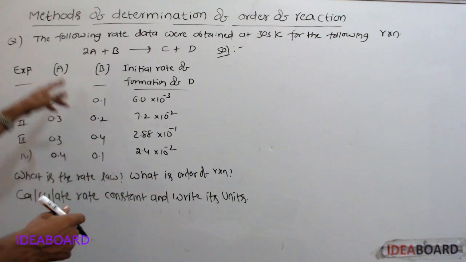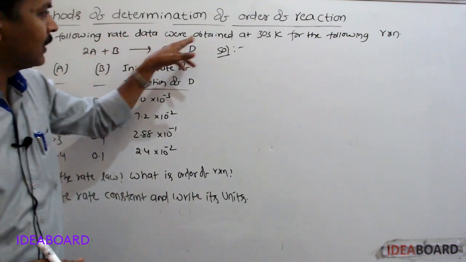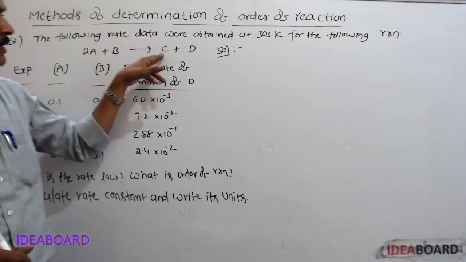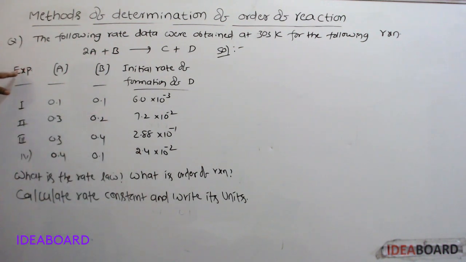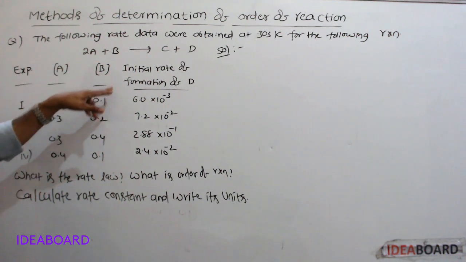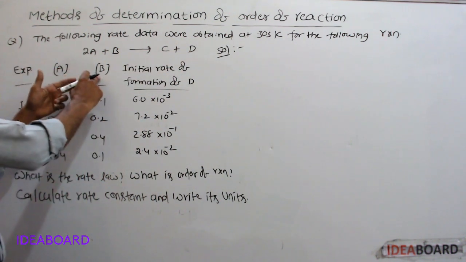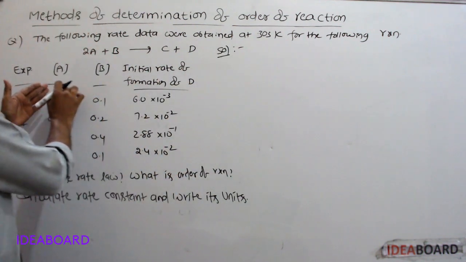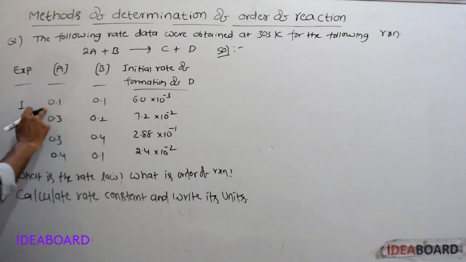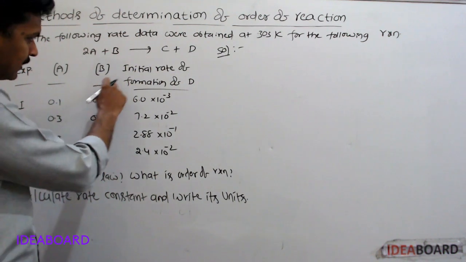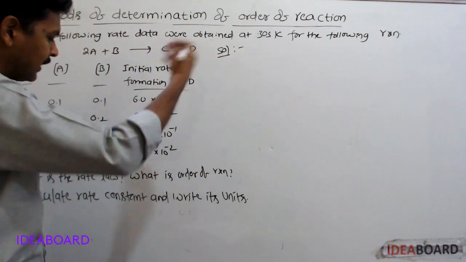See, this is the given problem. The following rate data were obtained at 303 kelvins for the following reaction. 2A plus B gives C plus D. Experiment 1. A concentration 0.1, B concentration 0.1. Initial rate of formation of D, this much. Here 0.1 means 0.1 moles per liter. A concentration in moles per liter, B concentration in moles per liter. Initial rate of formation of D also moles per liter.